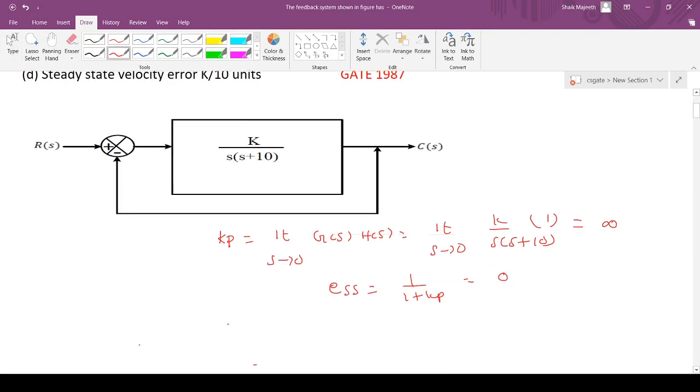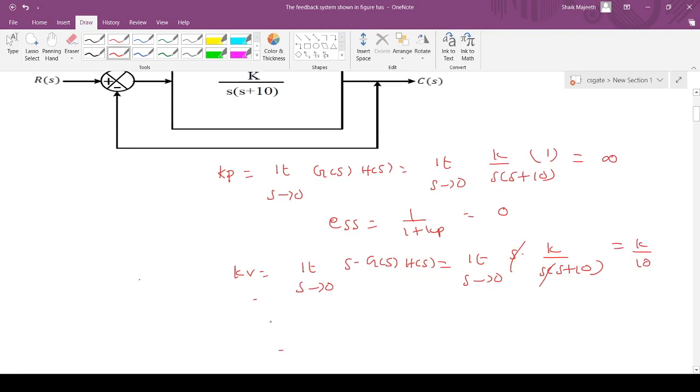Okay. Let us find the velocity error coefficient. Limit s tends to 0 of s into G(s) H(s). Yes, G(s) H(s) is K by s into (s plus 10). The s will be cancelled, so it is K by 10. So what is the error due to the velocity error coefficient? 1 by Kv. So 1 by K by 10 is 10 by K.